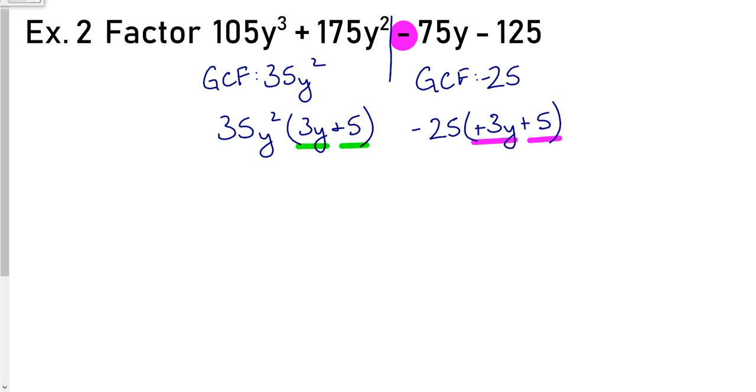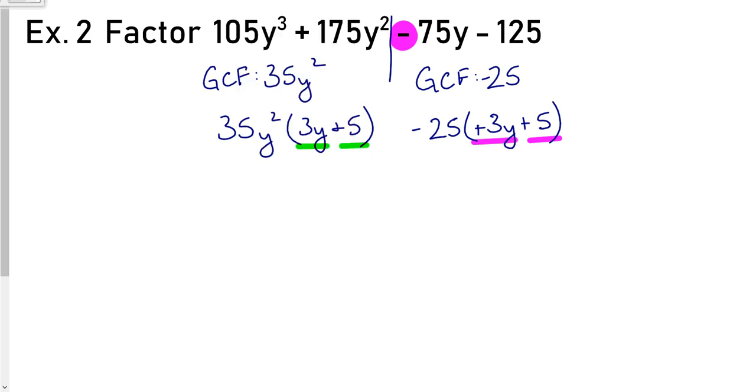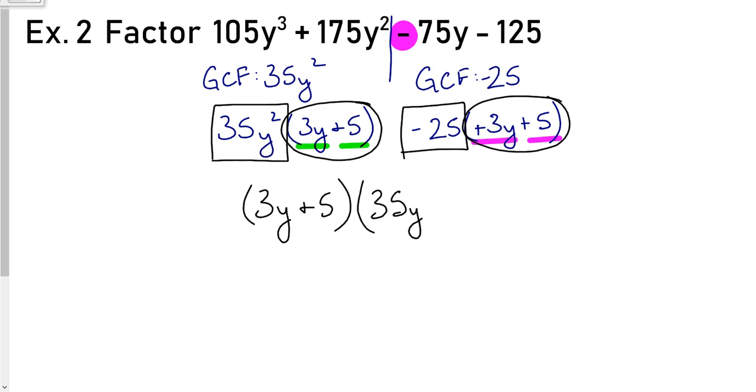So, do I have matching factors that are inside the parentheses? 3y plus 5, 3y plus 5. Guess what? That's one of my factors. So 3y plus 5. What are the other parts? 35y squared minus 25. Okay?